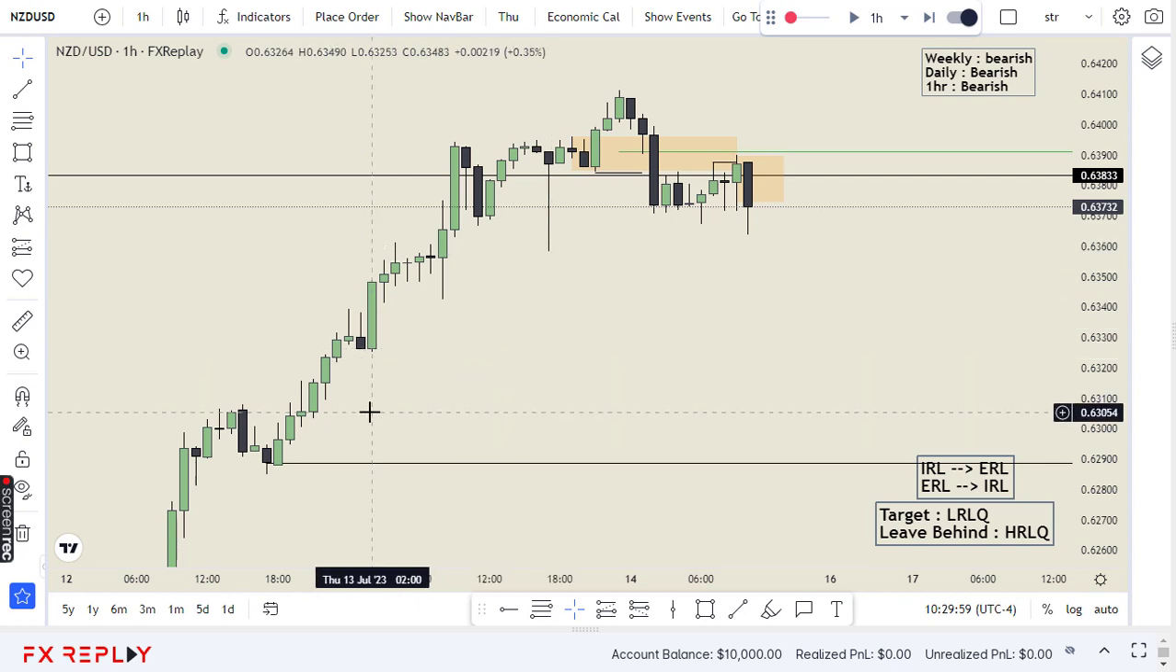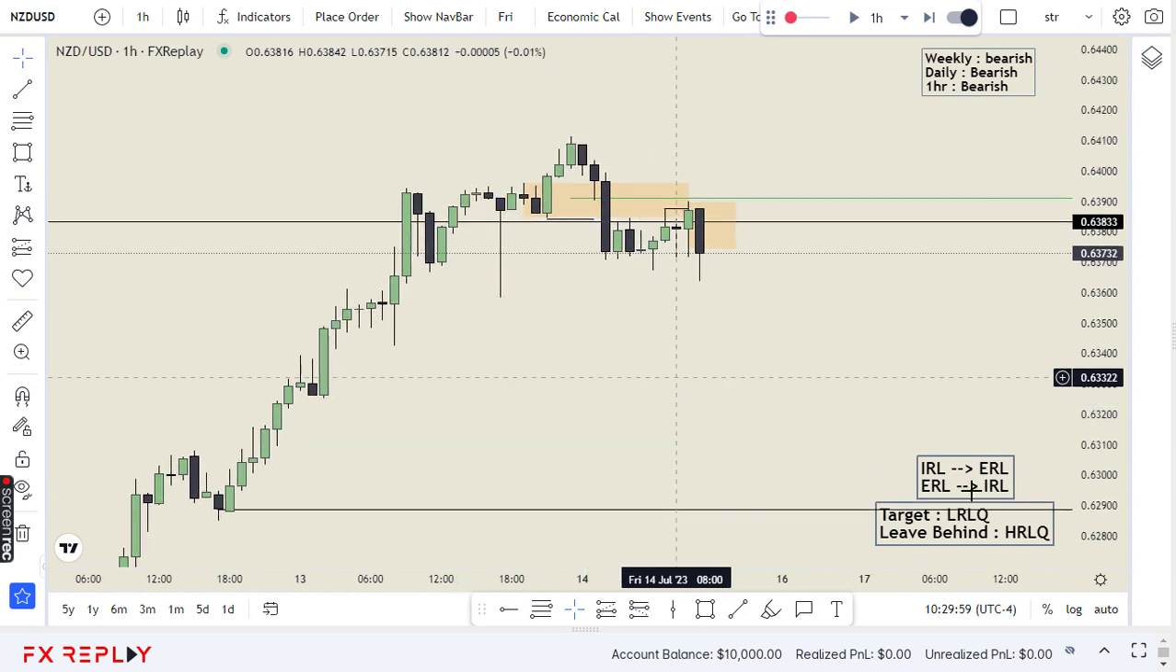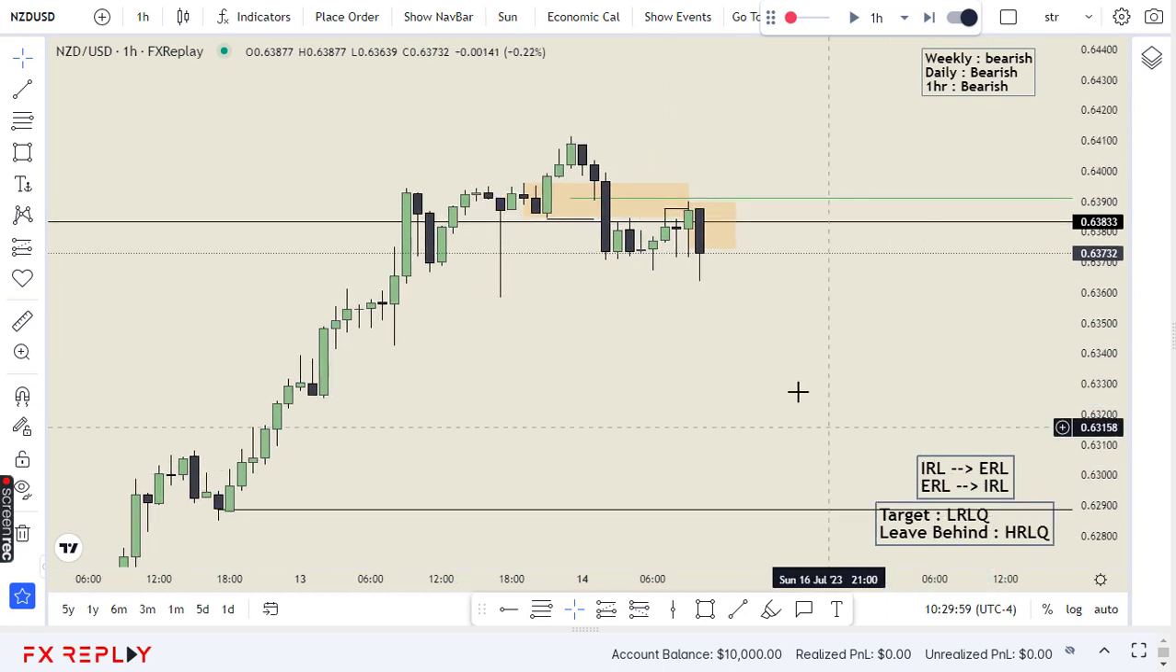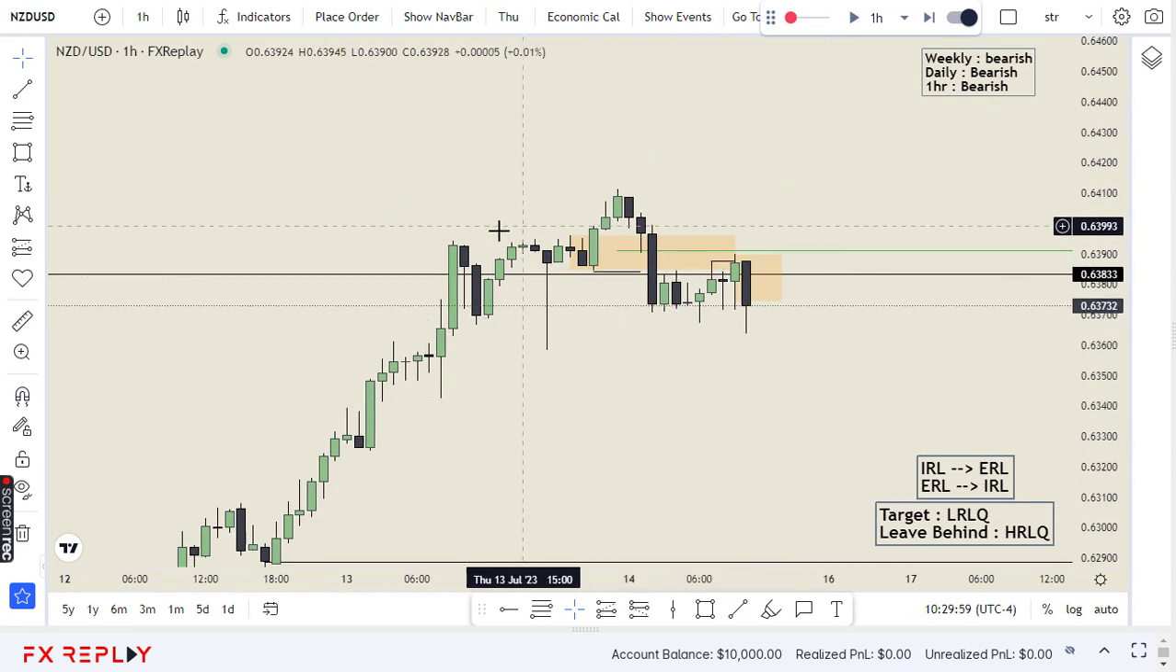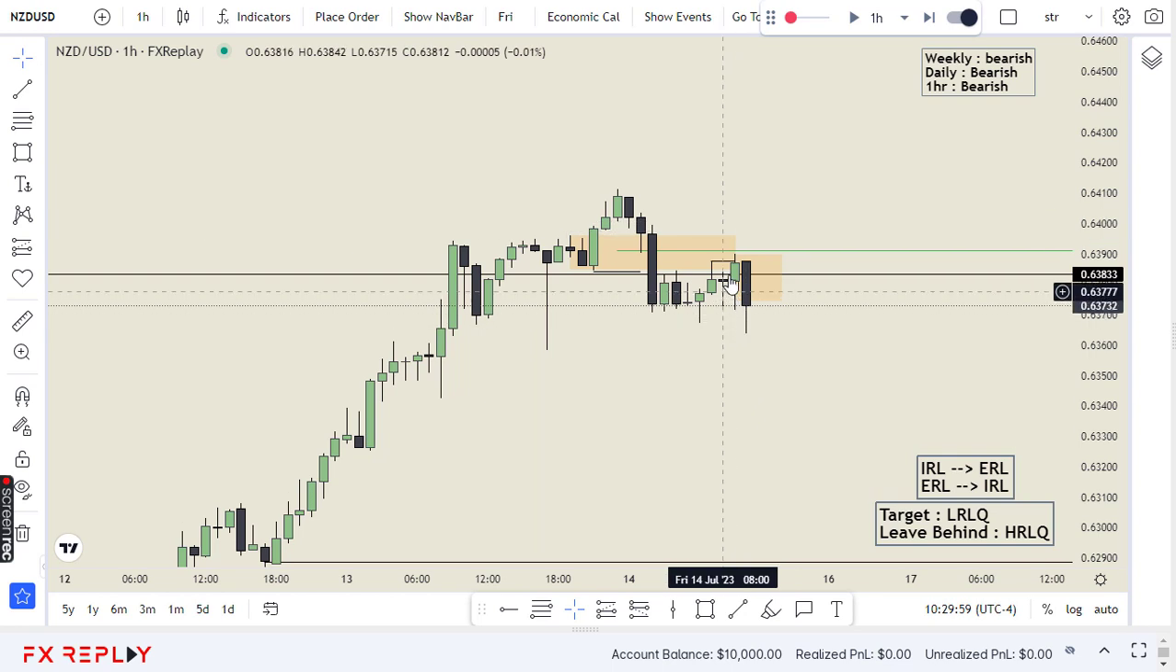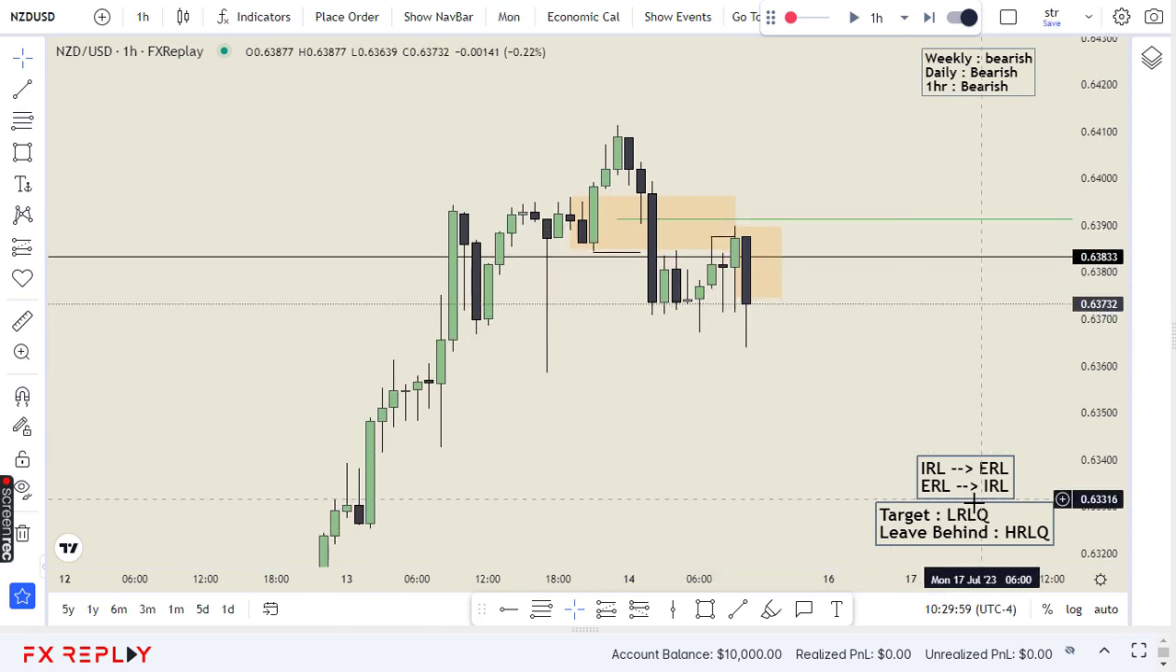So we are targeting low resistance. And are we leaving behind high resistance liquidity? Let's look. We have taken this swing right here. So we have high resistance liquidity here. We also have taken liquidity from here. We have also taken liquidity from this. And now you can see that we have clearly the second concept is in fact checked.